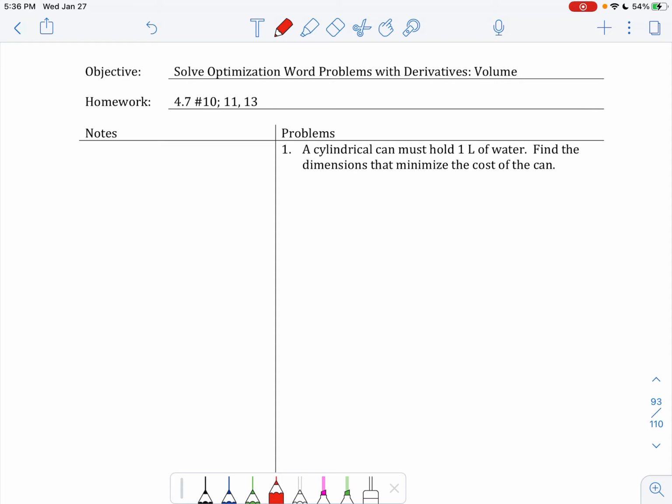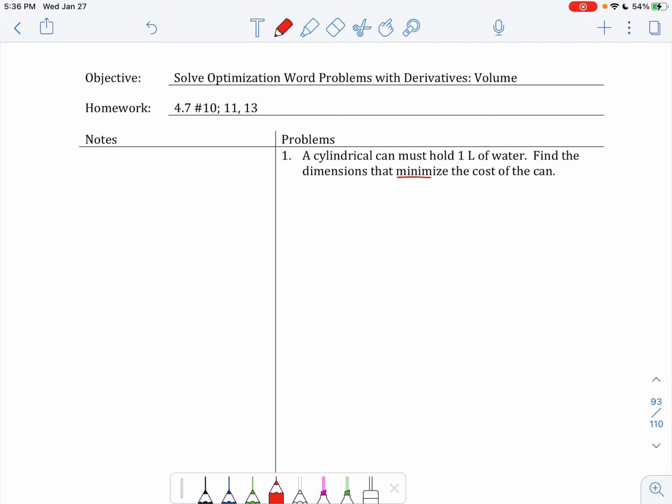So let's look at a volume problem. Here, a cylindrical can must hold 1 liter of water. Find the dimensions that minimize the cost of the can. Now here is a little bit of logic that you're going to have to go through. Well, it is an optimization problem because we're asked to find the minimum of a cost. Now, minimum of a cost of the can, you're going to have to use a little bit of logic and leap here, because what this means is that you're trying to find the minimum of material, and this will come up in some of your other problems, so hopefully explaining this thought process will help.